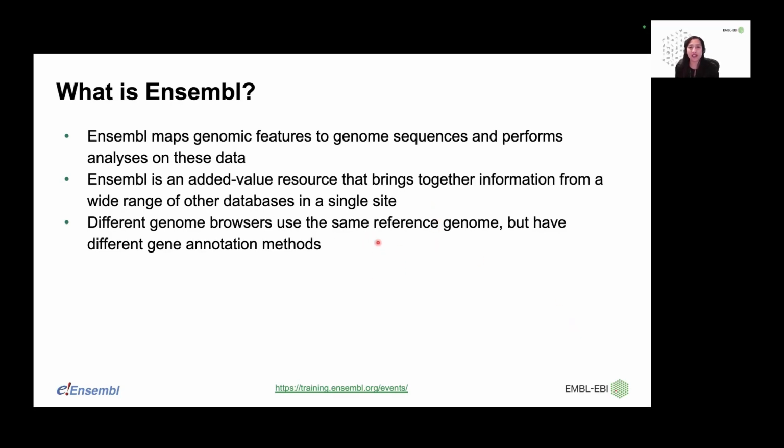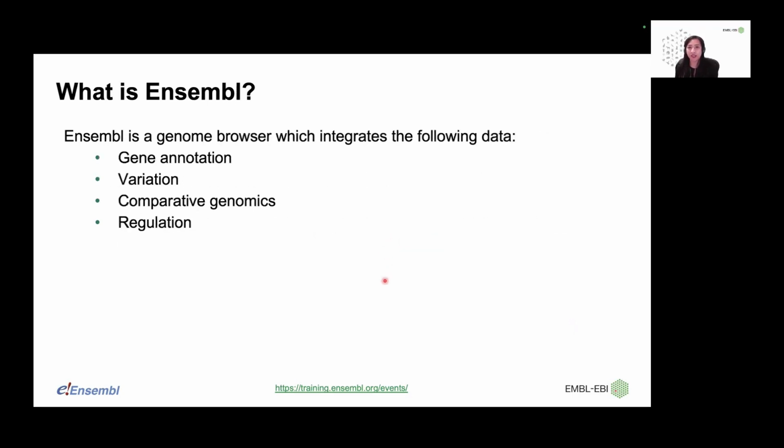Now, remember that different genome browsers may use the same reference genome, but their annotation methods will be different. So the annotation might not be exactly the same between Ensembl and NCBI, for example. Today, we've only really looked at gene annotation data in Ensembl, but we also provide genetic variation data, comparative genomics data, so gene trees and homologs and so on, and also regulatory data for a number of different species.